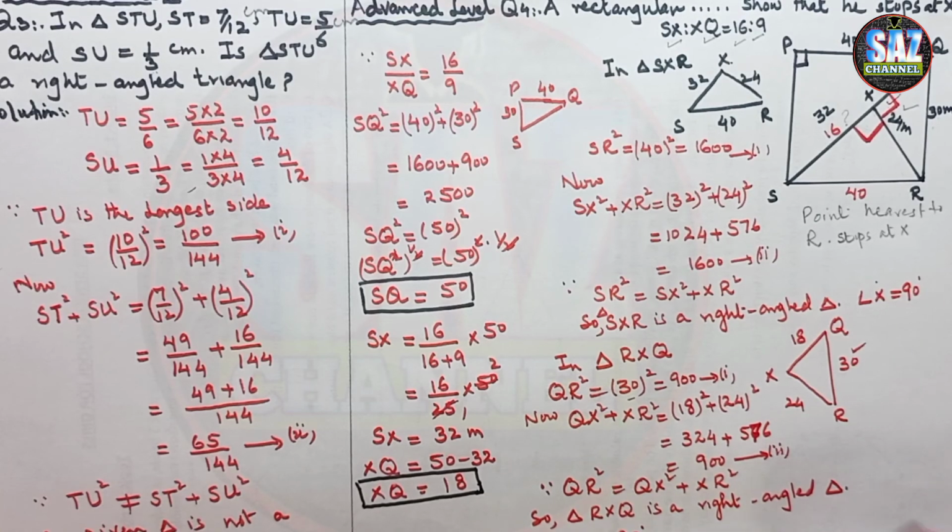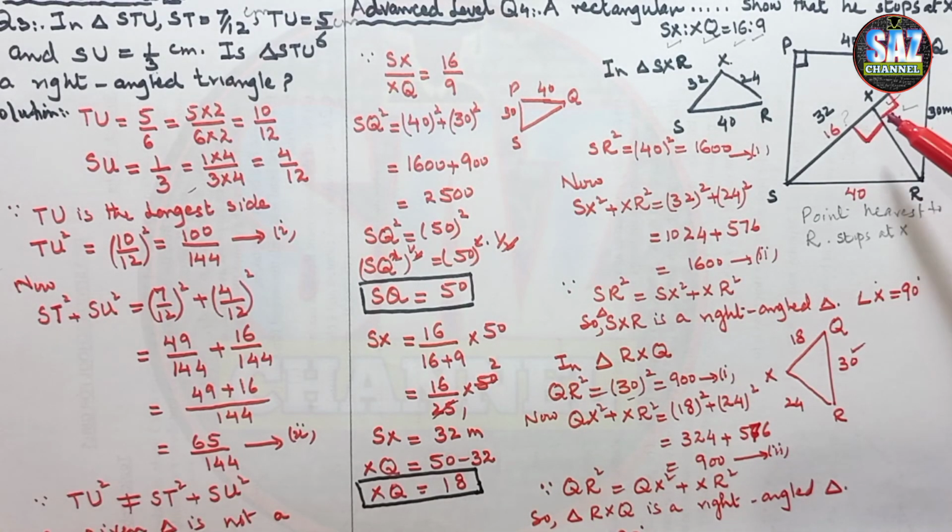Okay, so as RX is perpendicular to SQ, that means that Janvi stops at X and she is at the closest distance from the lamp post to vertex R. I hope you are clear about this lesson.